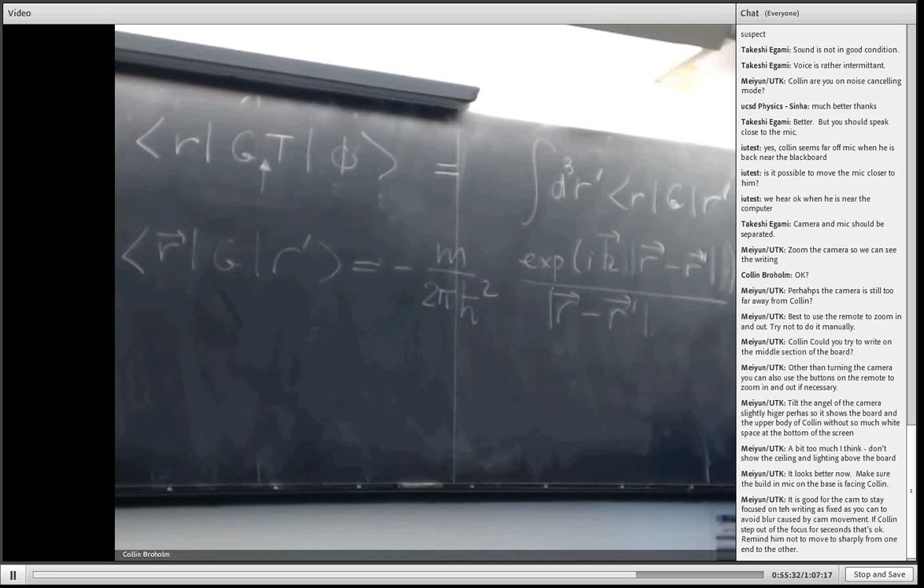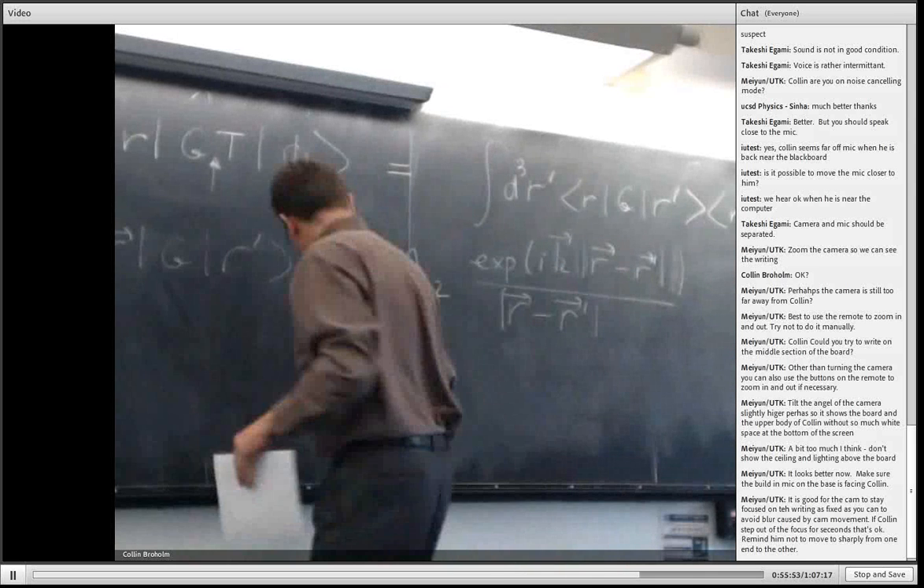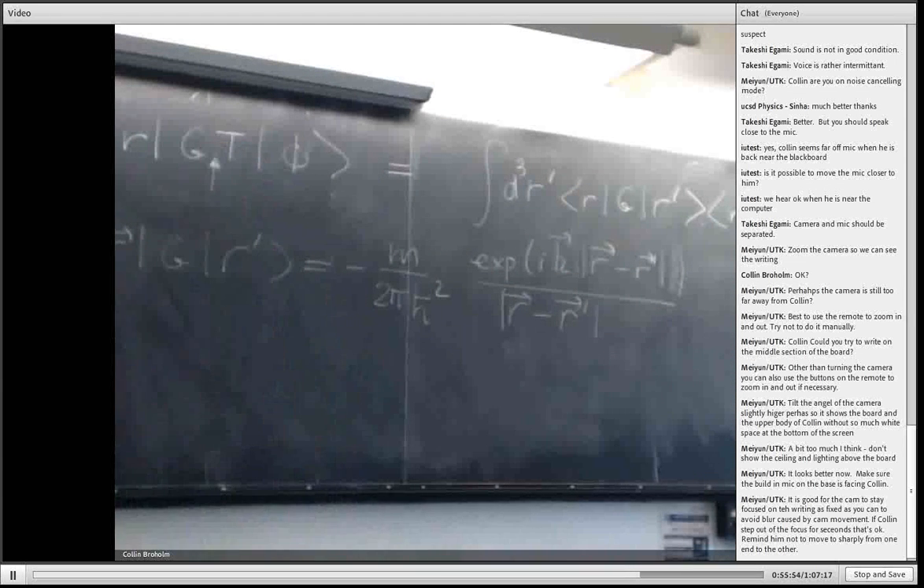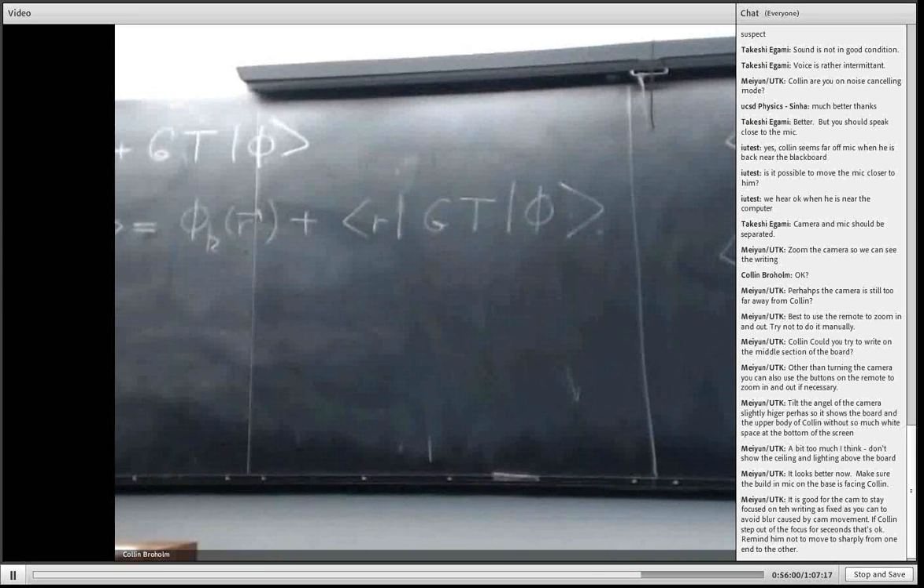So R prime is going to be a very small region of integration where I actually have my sample. On the other hand, R is going to be the variable which I'm going to want to explore all the way out to where my detector lies, very, very far away from the sample. So I'm surely in a regime here in which I can comfortably say that R is much, much larger than R prime.